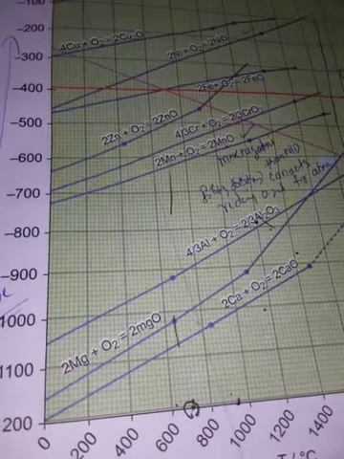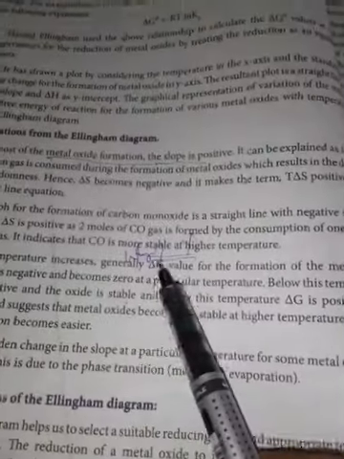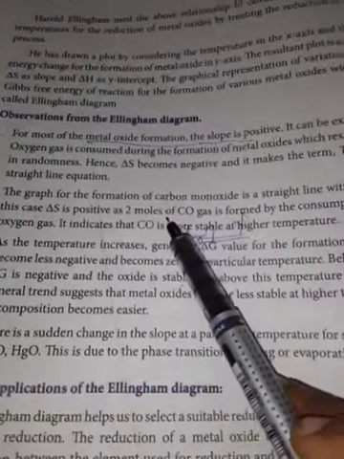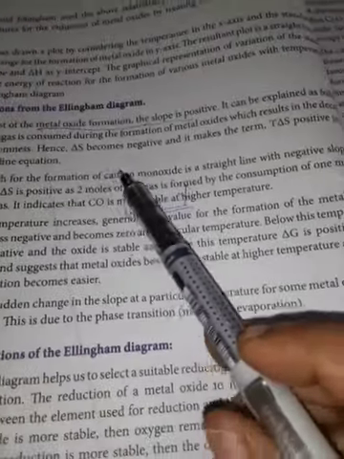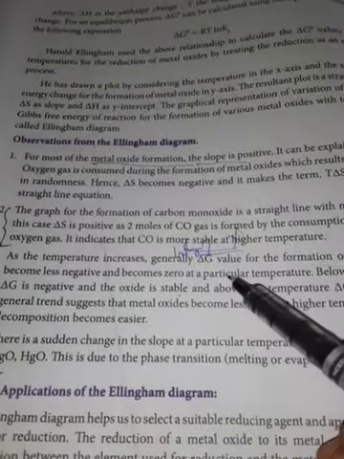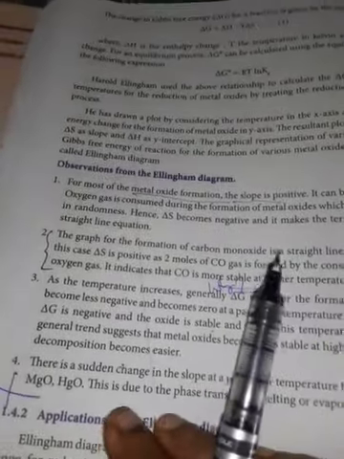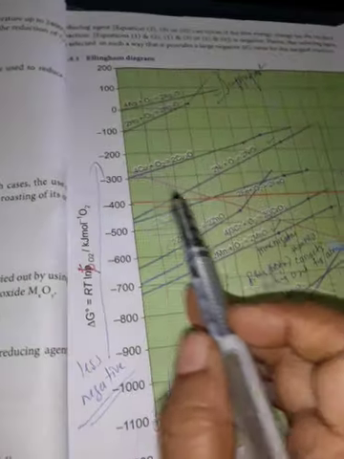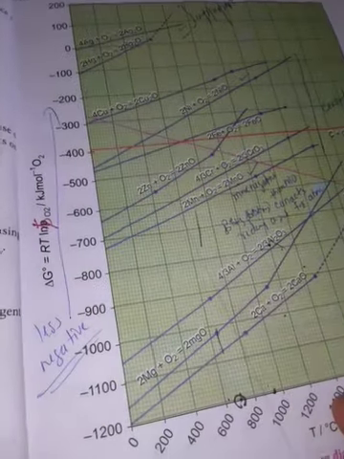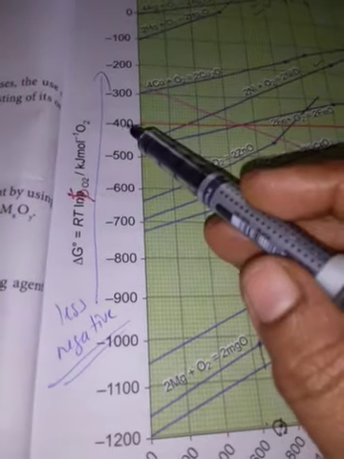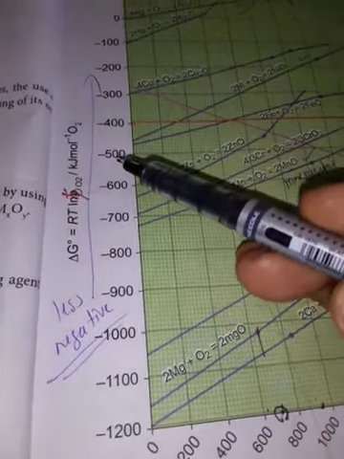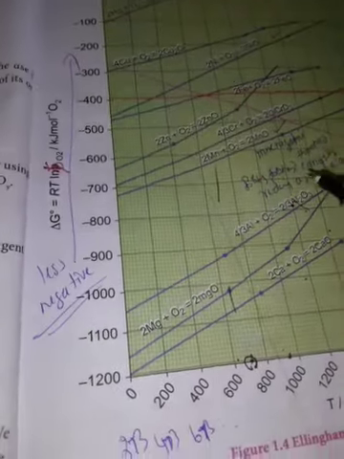This is an important question: why is CO stable at higher temperature? The second observation is given, and I just taught the explanation. This is the answer for the second one. Why is CO more stable at higher temperature? Shortly, the slope becomes negative since the line is moving downward. So when the temperature increases, delta G naught becomes more negative, or the value becomes less. So CO is stable at higher temperature.